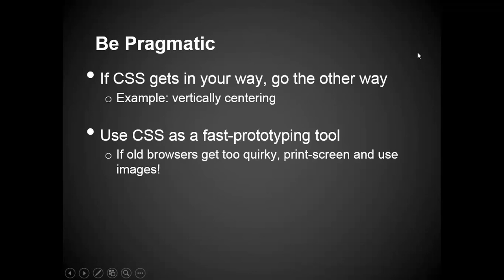So the final thoughts are, first of all, be pragmatic. If CSS gets in your way, just go the other way. A good example of this is vertical centering. When you are trying to align an element vertically, and it's causing too much trouble because line height is not helping you enough to do this, you have two options. First of all, just use a table, and that's it. It solves it.